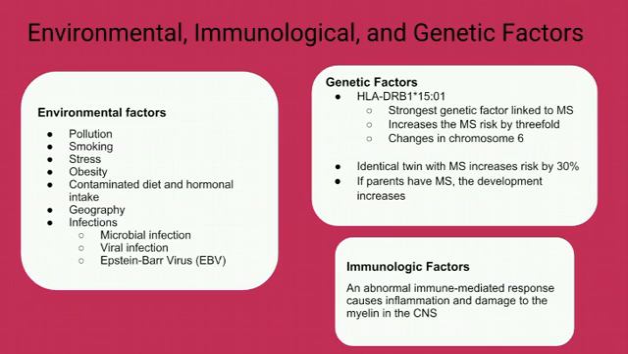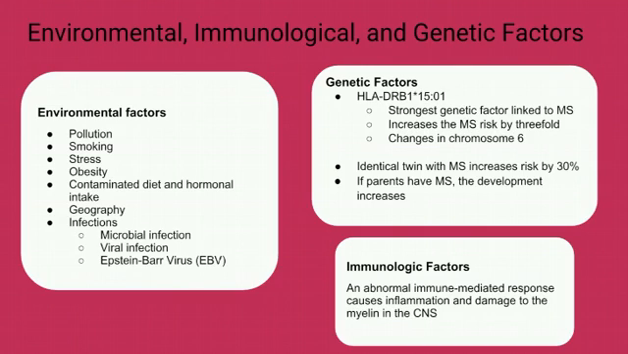And also, viral infection, which is the presence of oligoclonal bands in the CNS fluid in MS patients, and also Epstein-Barr virus as well. Also, genetic factors can play a role with MS. HLA-DRB1 is the strongest genetic factor linked to MS. It increases the MS risk by threefold, and this is due to changes within chromosome 6. Also, an identical twin with MS increases the risk by 30%, and if parents have MS, the development increases.